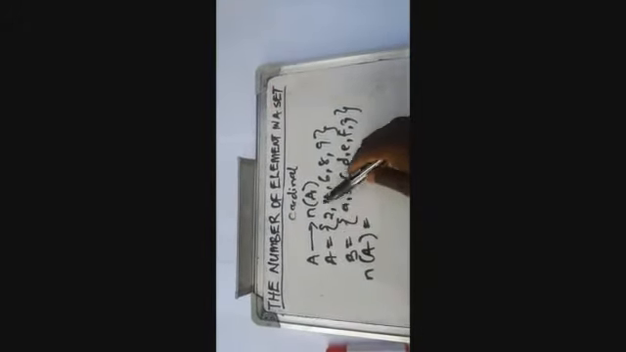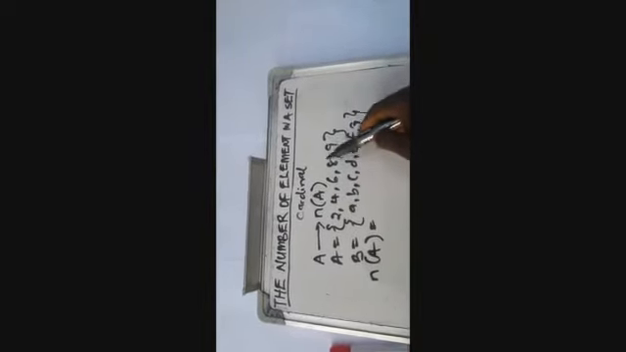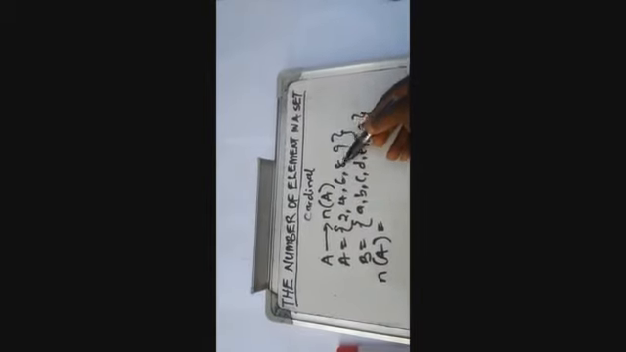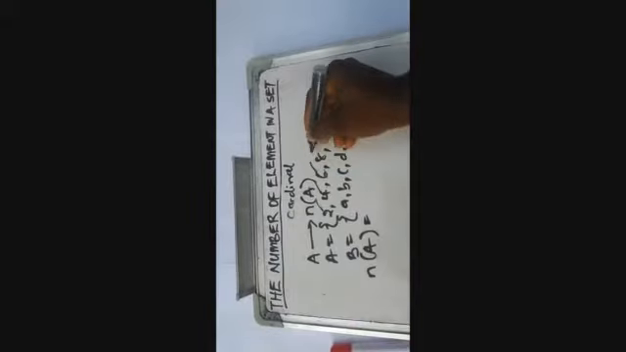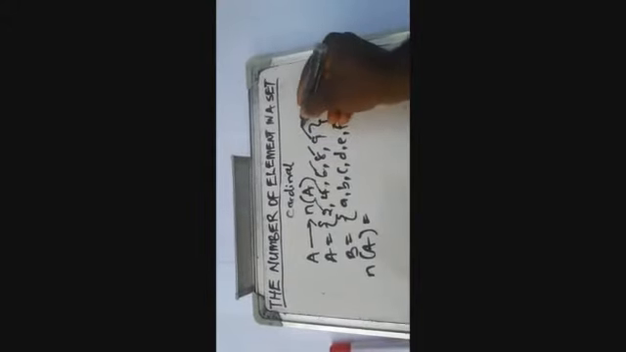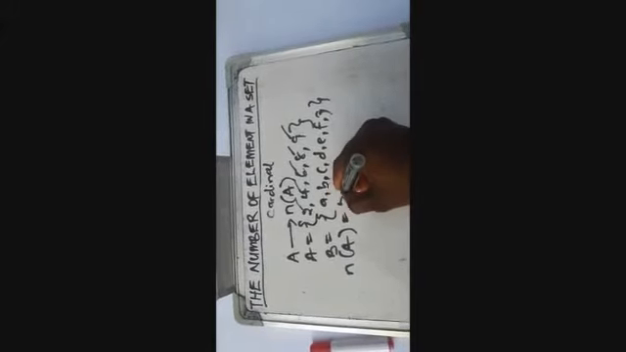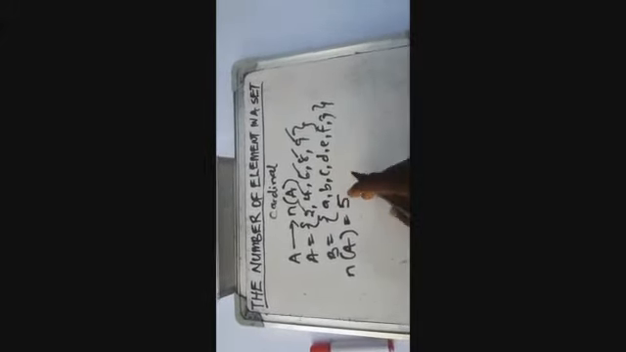Now, look at the elements in A. Are there any elements here that are repeated? No element here is repeated. Since there's no element here that is repeated, what we are going to do is count these elements to know the number. Now look at this: 1, 2, 3, 4, and 5. 5 elements, isn't it? So the number of A is equal to 5.